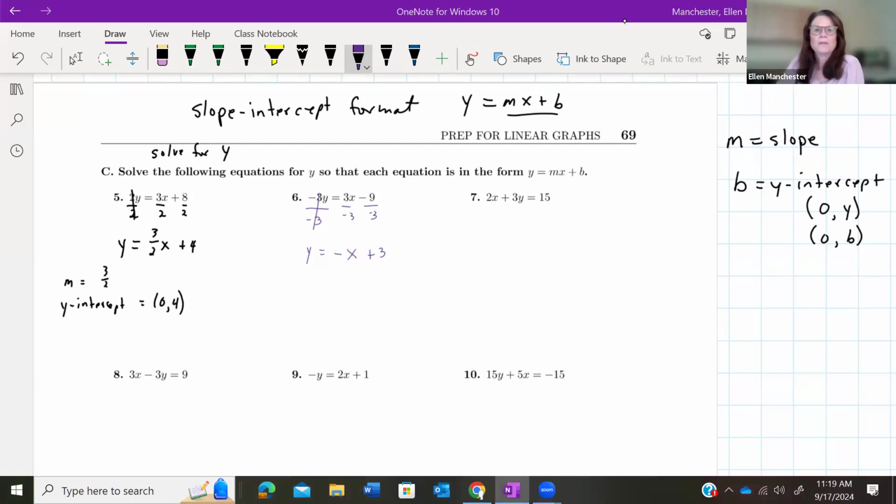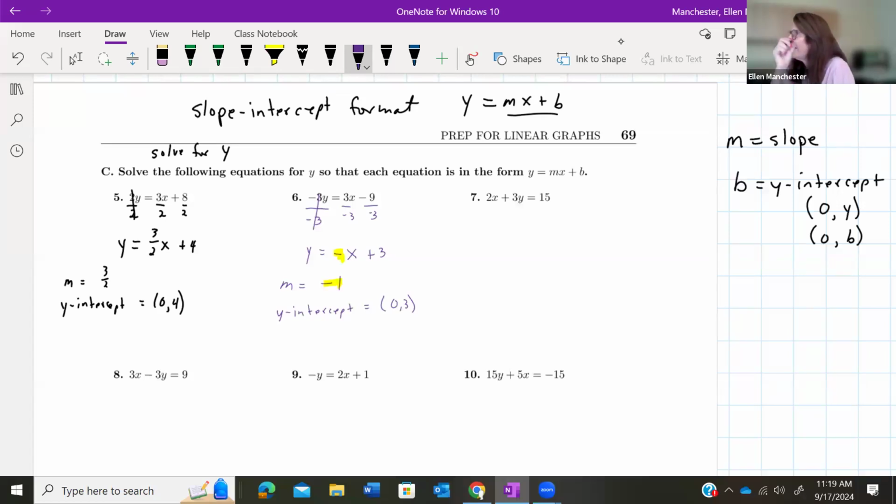Good, Yahira. All right, so, even though this doesn't ask you to do this, I want you to always identify the slope and the y-intercept every time you get it into slope-intercept format. So what's the slope? Negative 1. Good. It's always the value next to your x value. And then the y-intercept, 0, 3. Good.